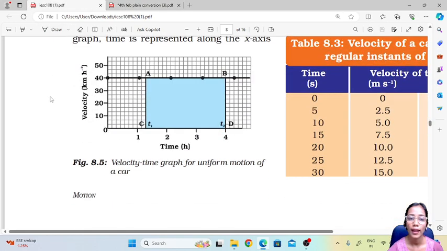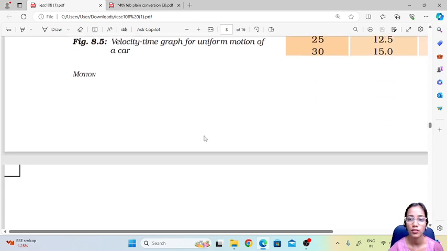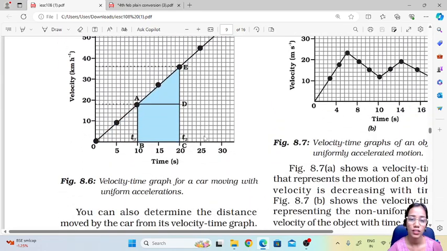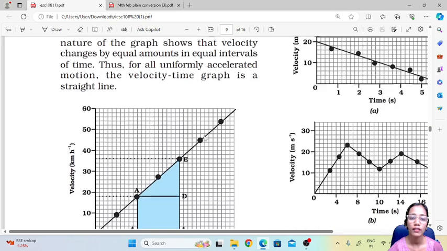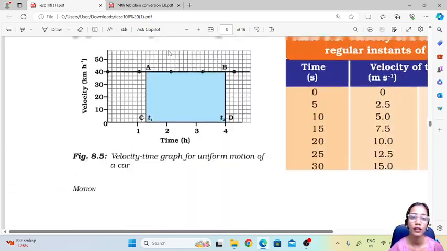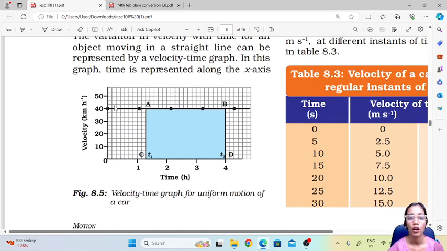So this was when it is a uniform motion of a car, wherein the velocity is only 40 kilometer per hour at different intervals. Now we will see the velocity time graph moving with acceleration. Now when is acceleration produced? Over here velocity was not changing. Velocity was remaining the same, so there is no acceleration over here.